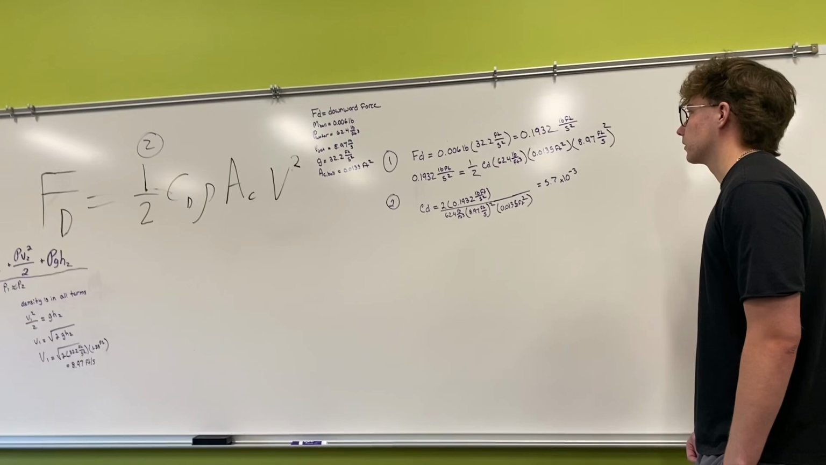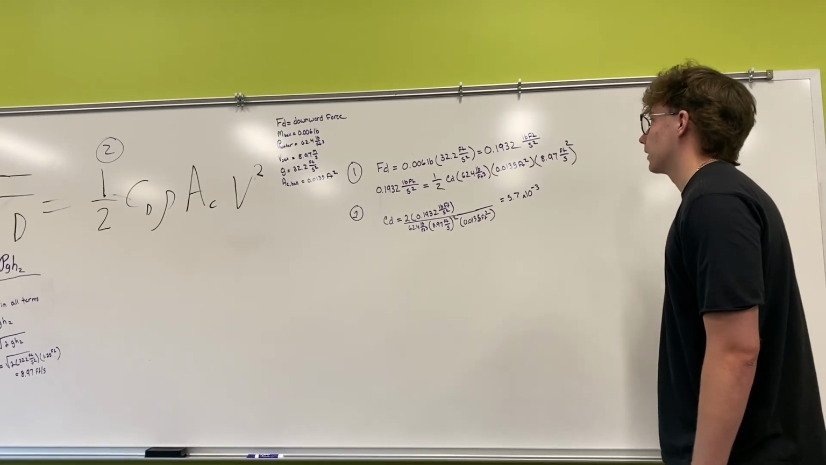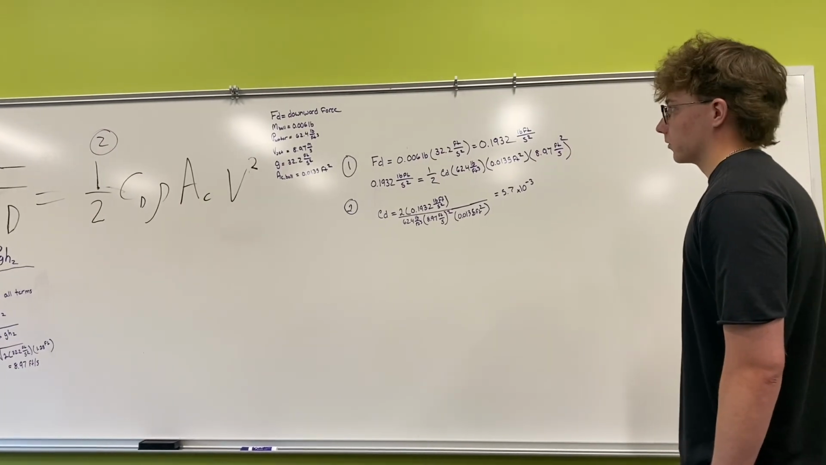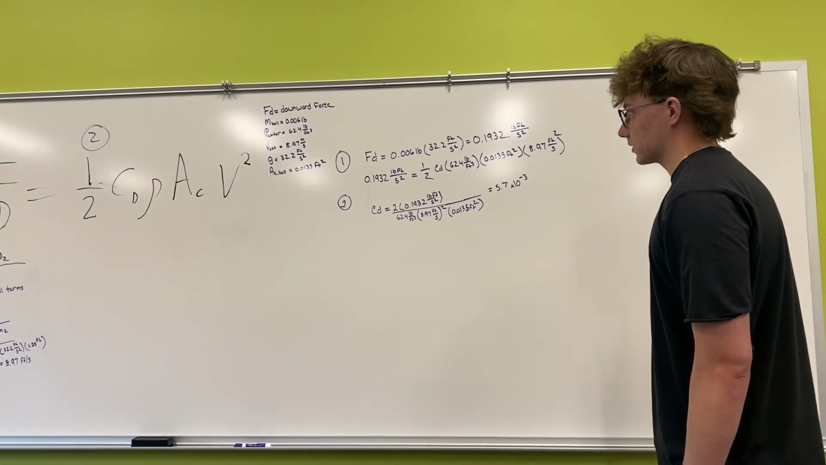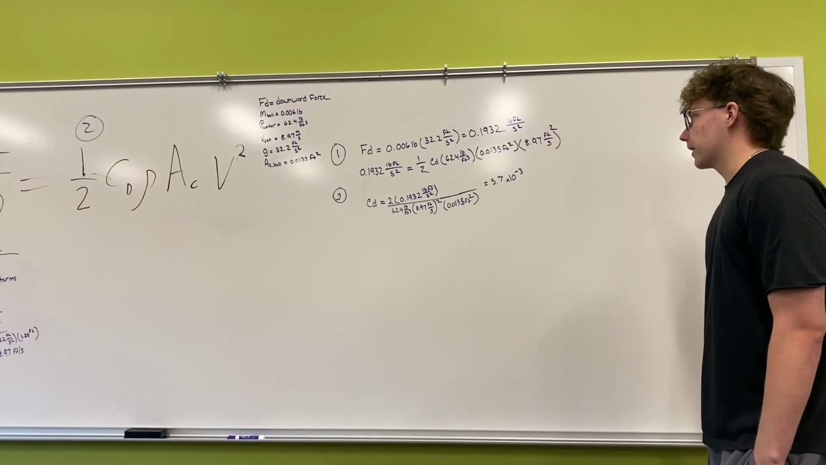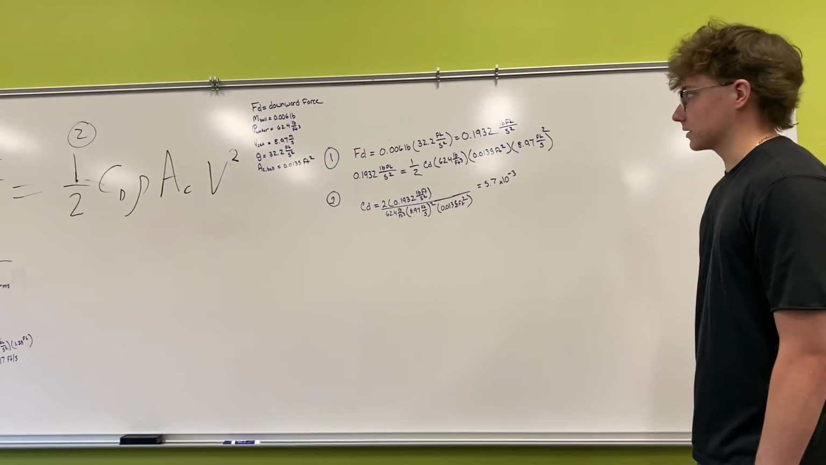Solving for the downward force of the ball, we can see that we got 0.1932 pound-feet per second squared. And then rearranging that second equation to solve for the drag coefficient, we can see that we got 5.7 times 10 to the negative third, and that's a dimensionless unit.